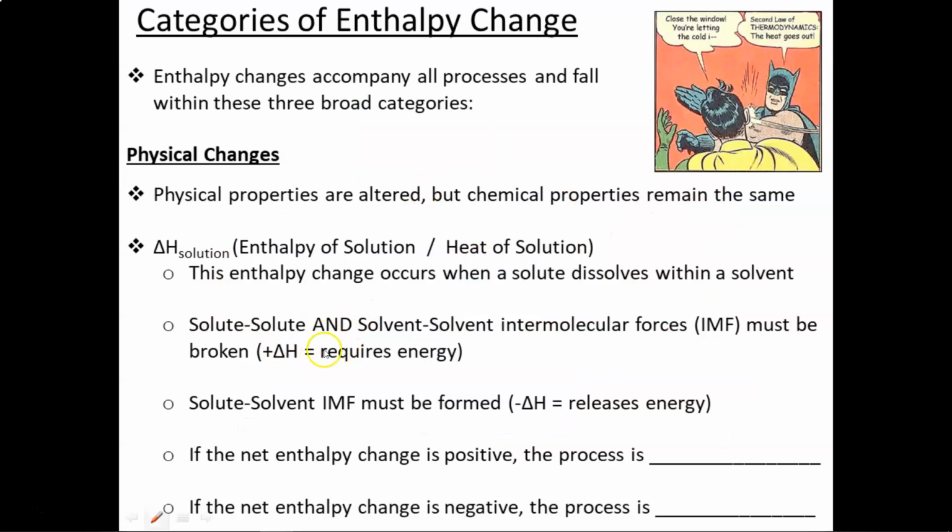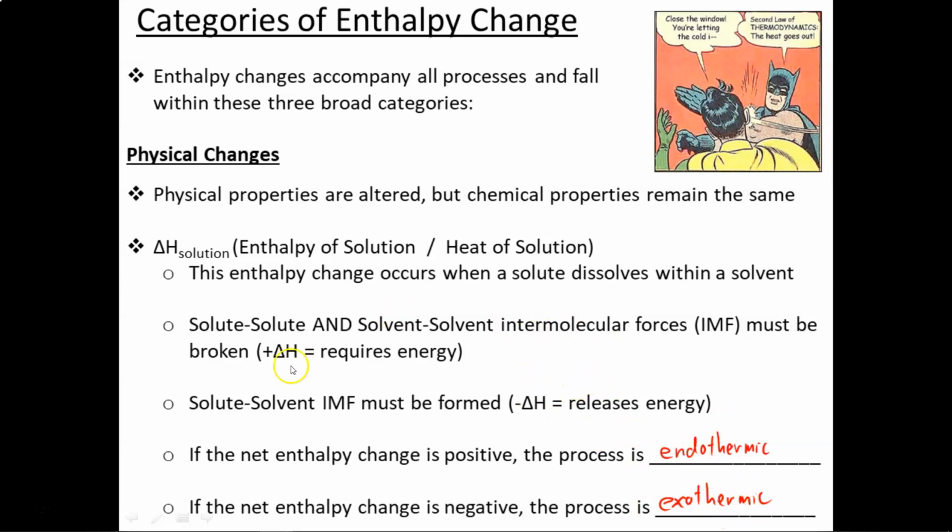Now, if this process requires a lot of energy to break up the solute-solute and the solvent-solvent intermolecular forces, more than it would be releasing, then that reaction will have an overall net enthalpy change that is positive. And we say that the process is endothermic. On the other hand, if you release more energy by forming these solute-solvent intermolecular forces than you do trying to break up the solute-solute and solvent-solvent intermolecular forces, then the net enthalpy change is going to be negative, and the process is exothermic.